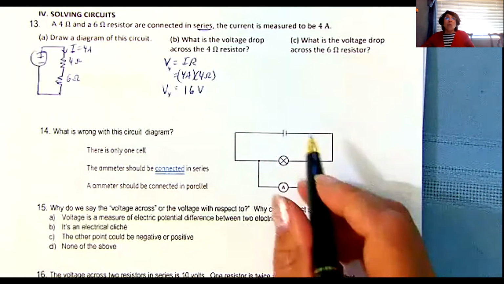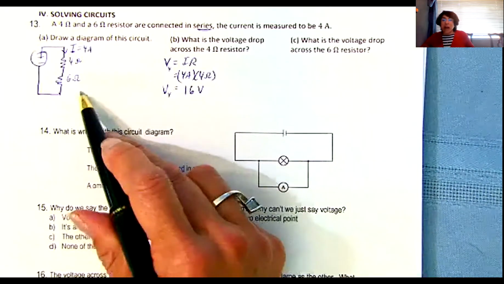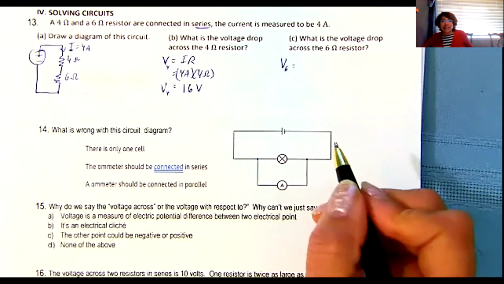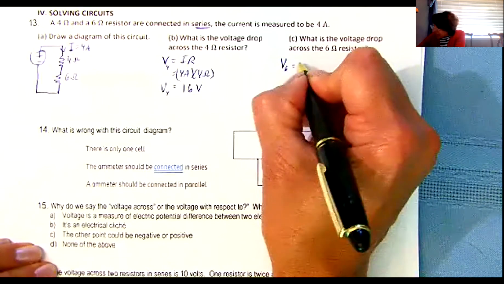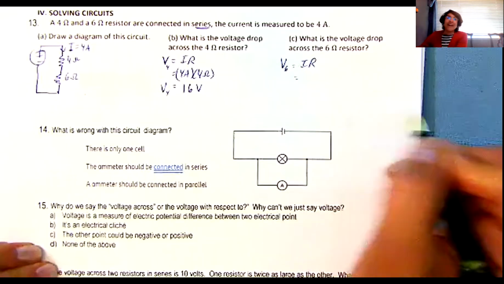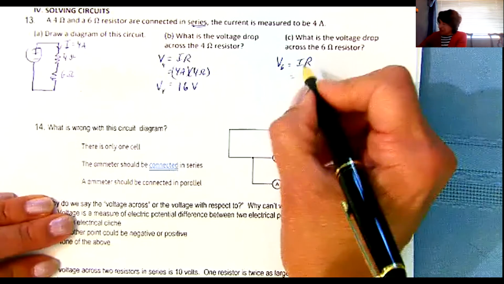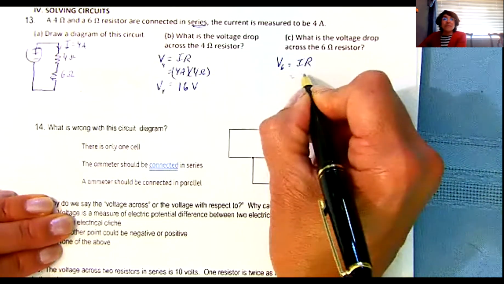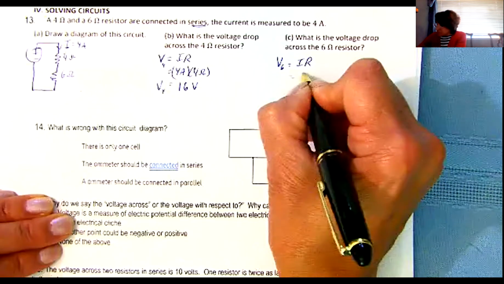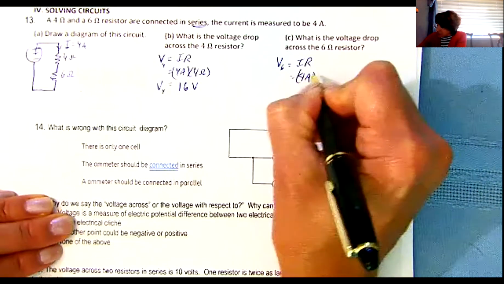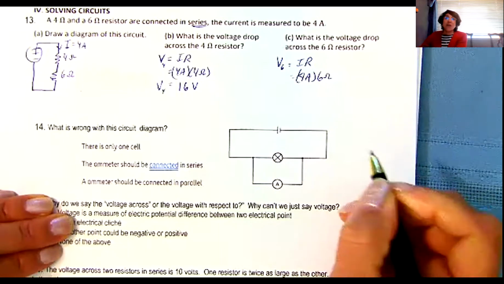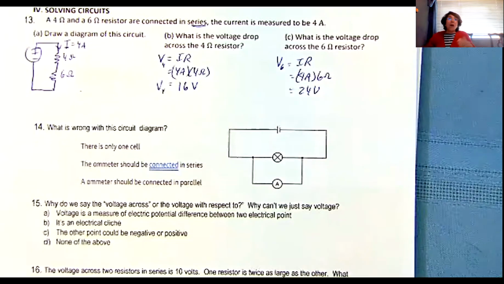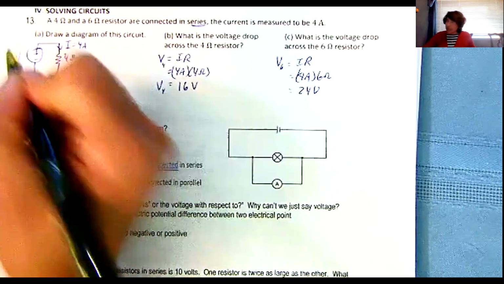Good. Michelle, what about the next one, the 6 ohm resistor? How would you do the voltage across the 6 ohm resistor? So it will be kind of the same. We'll use the same equation, right? Muy bien. What do you have? So V would equal 4A times 6 ohms. Good. 4 amps times 6 ohms. And what do you get? 24. Good.